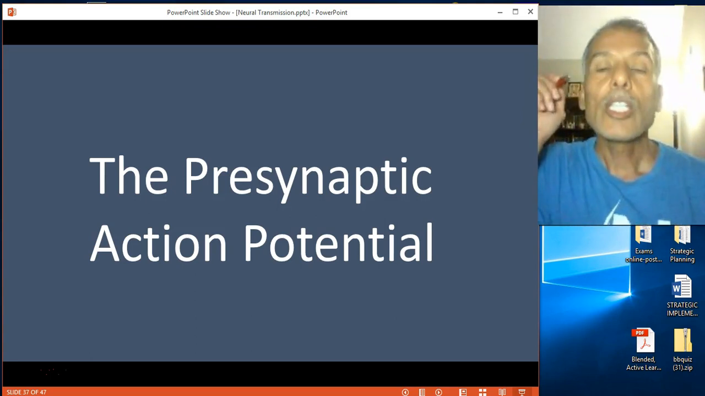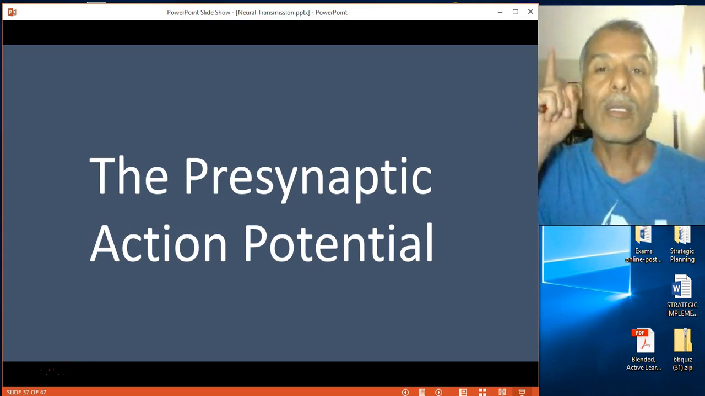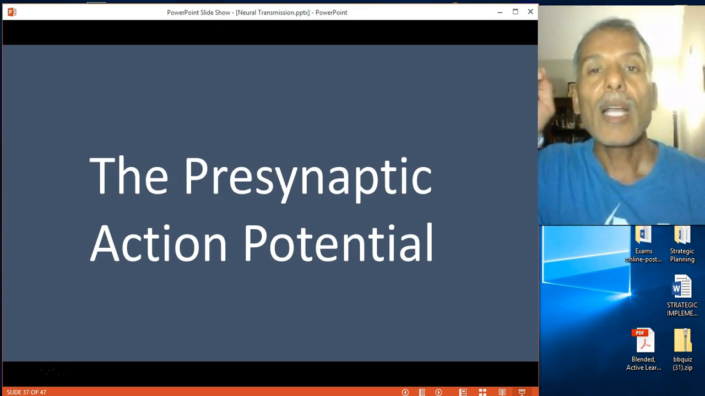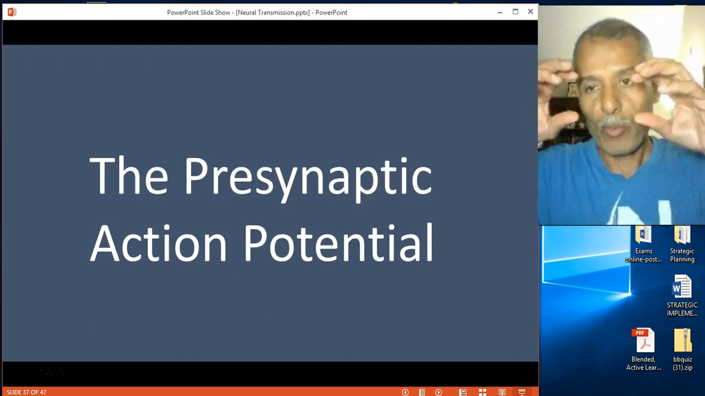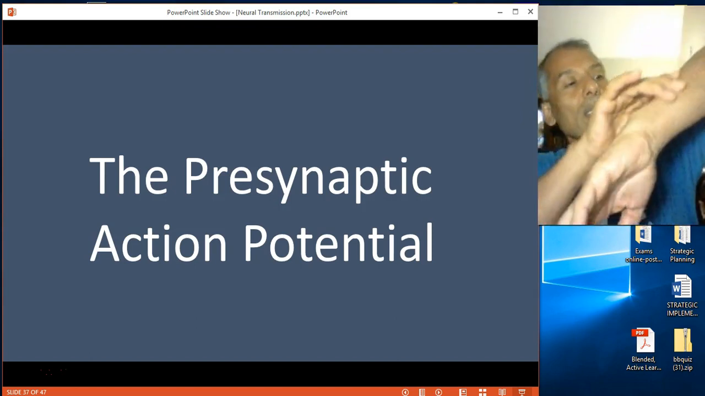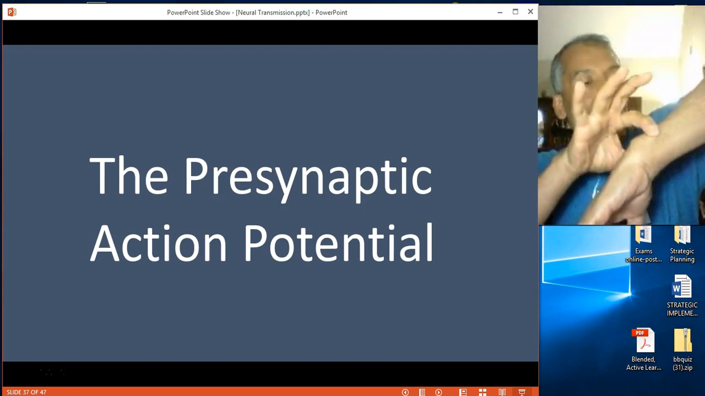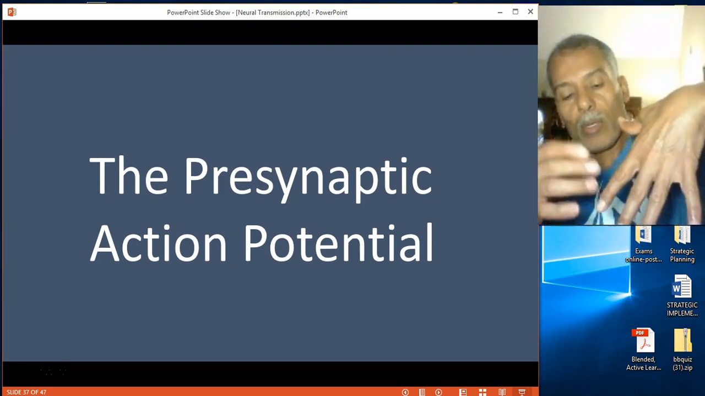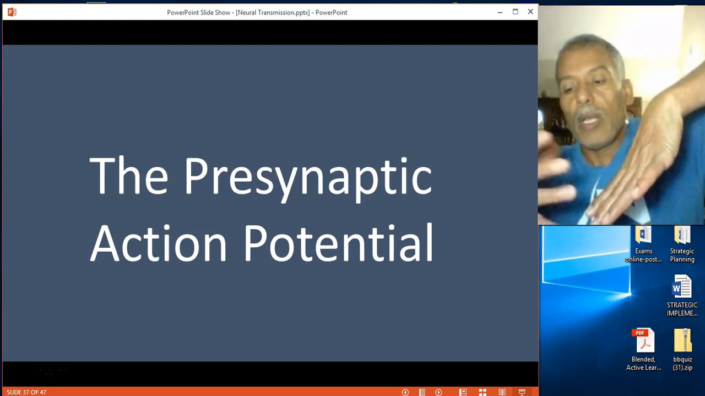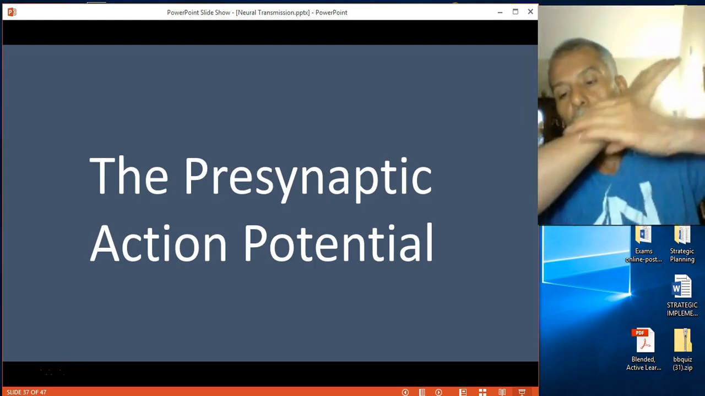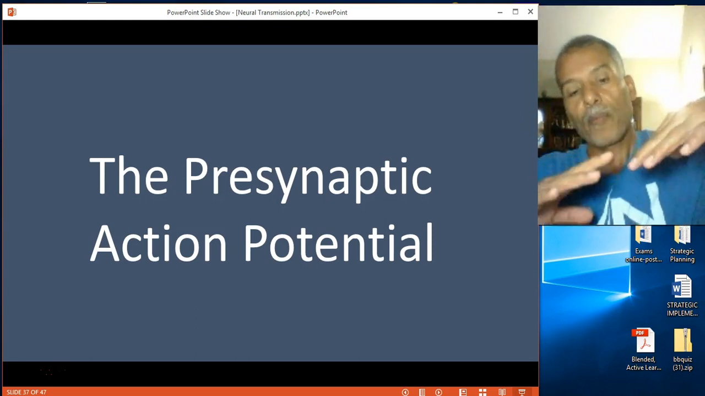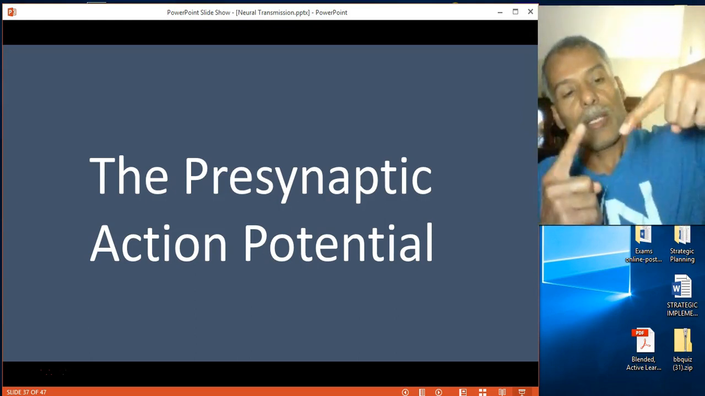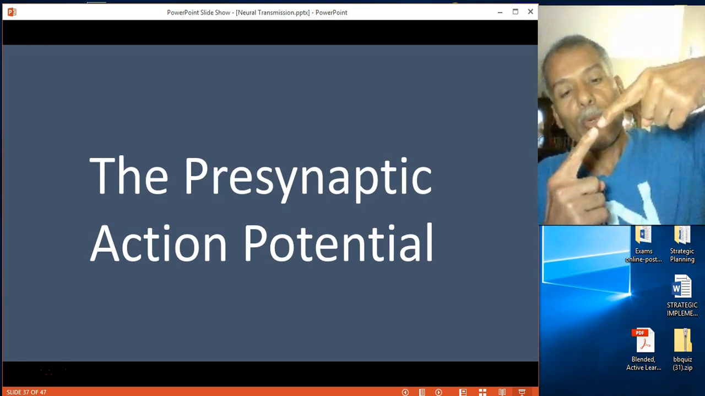The action potential is only produced in one particular area in the neuron, and that area is the axon hillock. So when we say the presynaptic action potential, imagine this. Here is a neuron, axon. Here are the telodendria, or let's say the synaptic terminals. Here is another neuron. These are the dendrites. So we take one dendrite, we have one synaptic terminal, we have a synapse.